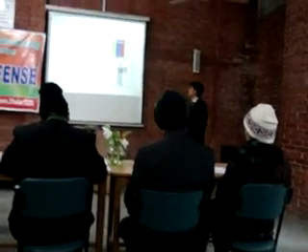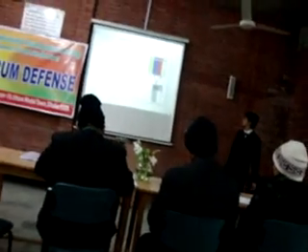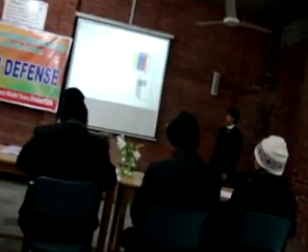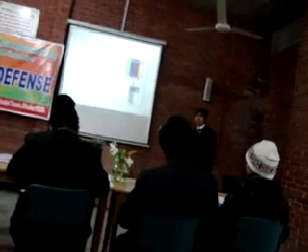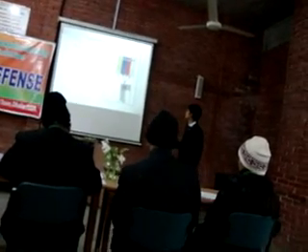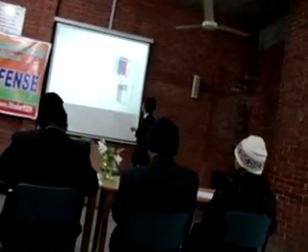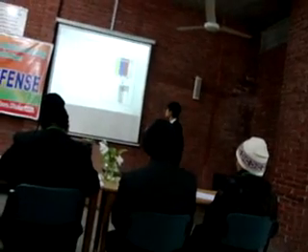This is the input output section. The IO section consists of the input module and the output module. This is the IO section, and this power supply is connected to the IO section.